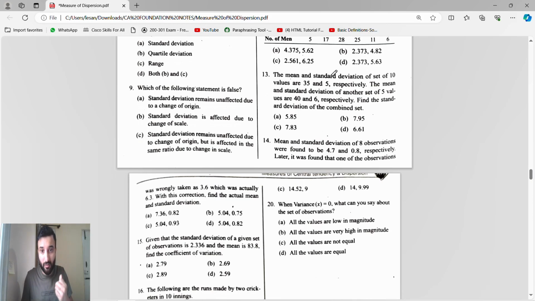Okay, so this also is not there. Standard deviation of combined set. So standard deviation of combined set is not there.